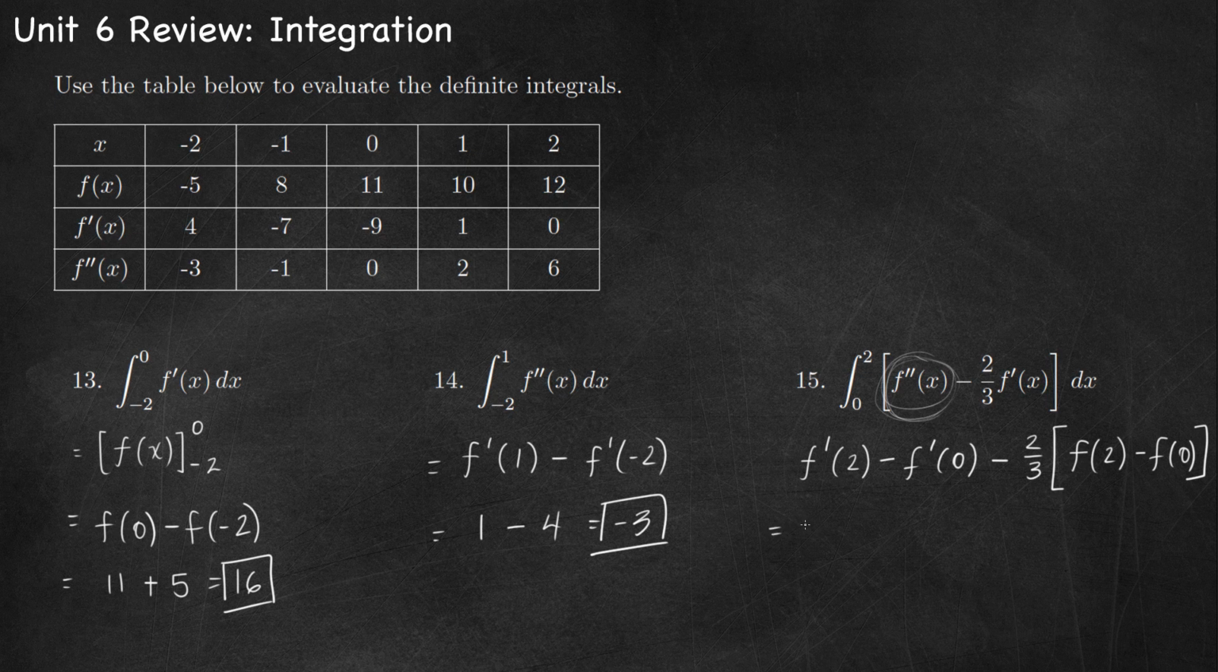So f prime of 2 is 0, minus f prime of 0 is -9, minus 2/3 times f of 2 is 12, minus f of 0 is 11. So that gives me 9 minus 2/3 times 1, or just 9 minus 2/3. So that would be 27 minus 2/3, or 25/3.